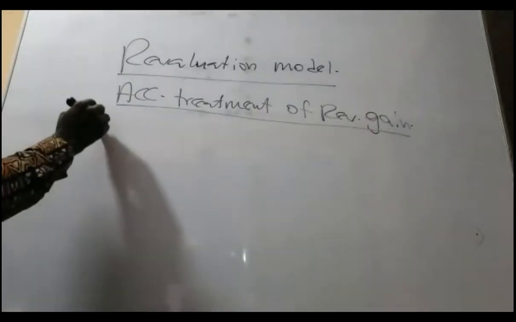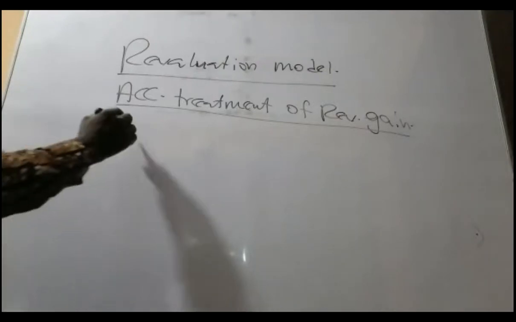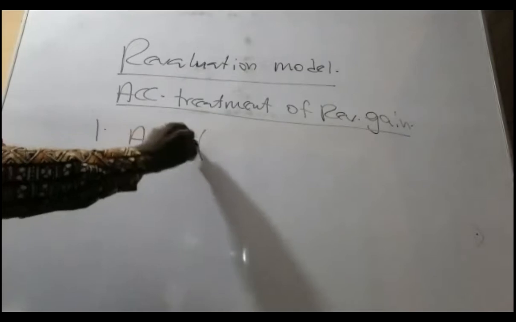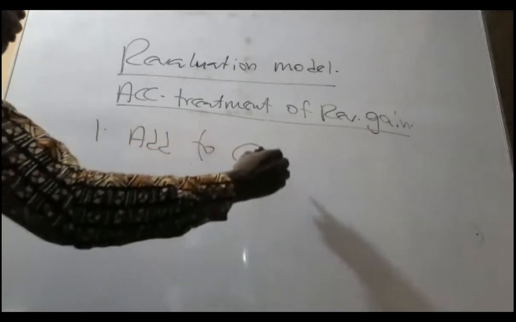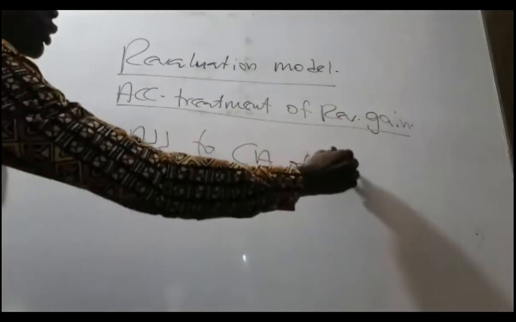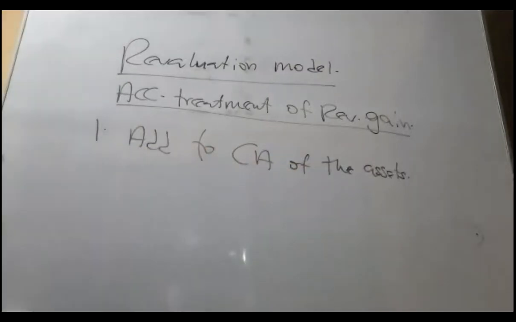So first, two treatments. First, add the gain to the carrying amount of the asset. Add the gain again to the carrying amount of the asset.